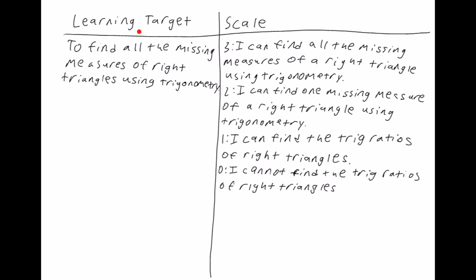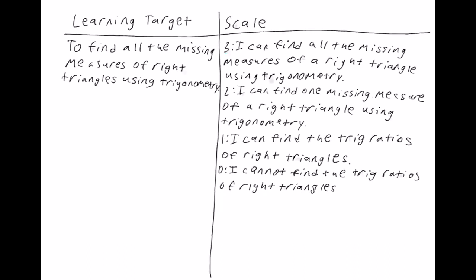The learning target for today is to find all the missing measures of right triangles using trigonometry. So last class we just did specifically finding the angles. Now we're also going to find missing sides as well. We're going to find all the missing measures using trigonometry.